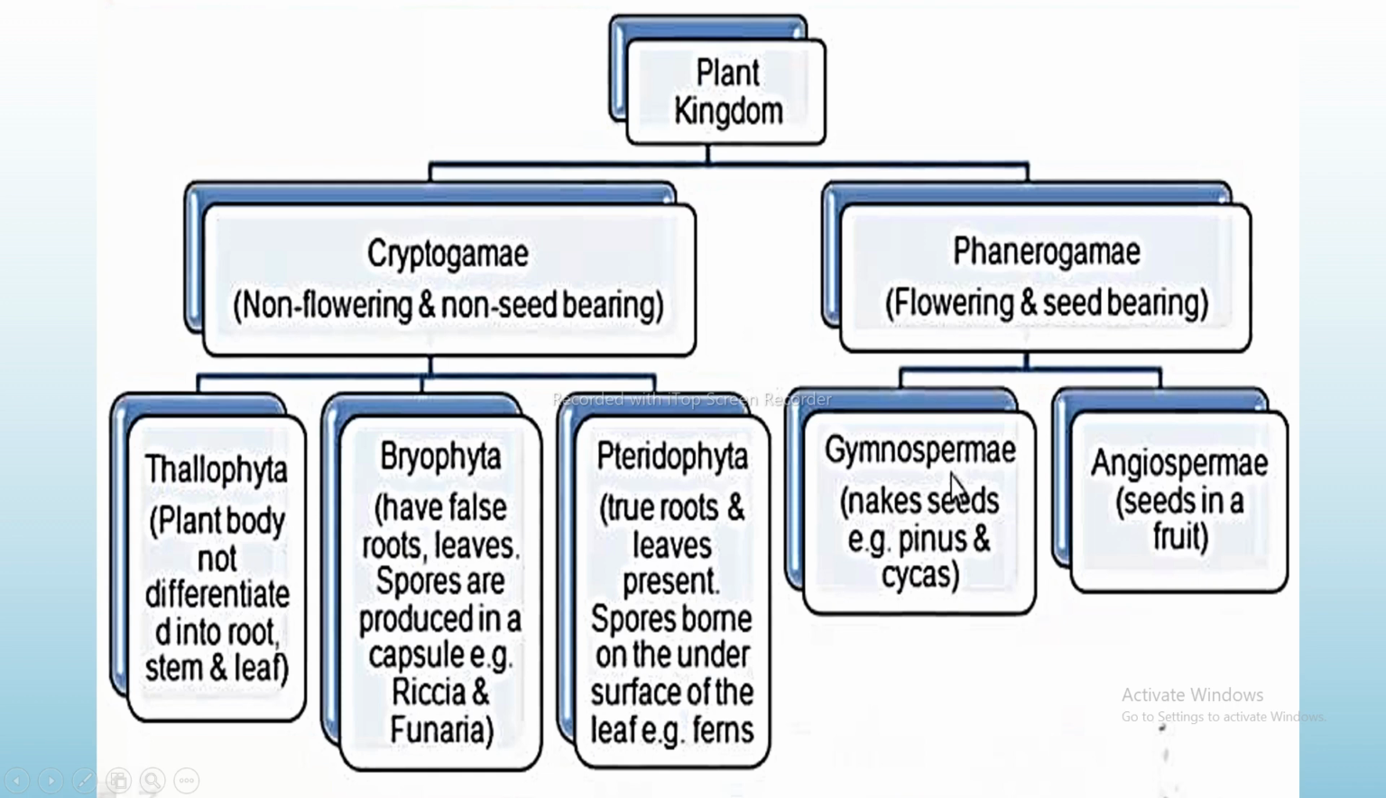Next is Phanerogamy. Phanerogamy is the flowering and seed bearing group. It is divided further into two types. First is Gymnospermy. Gymnosperms have naked seeds, for example, Pinus and Cycas. Next is Angiospermy. In angiosperms, the seeds are enclosed in a fruit.